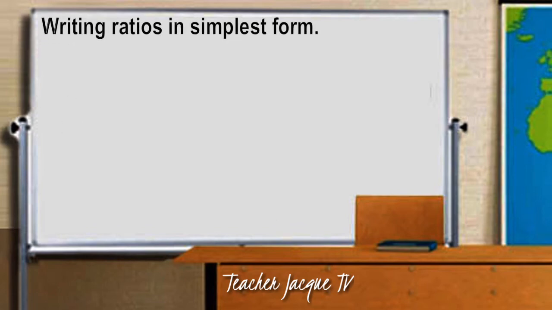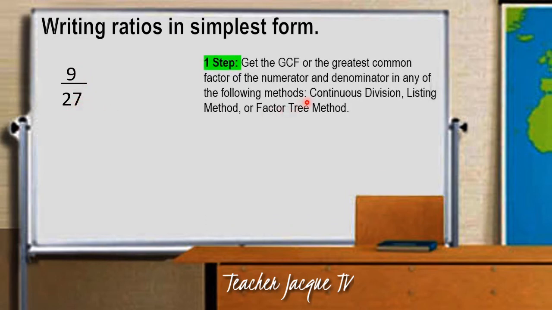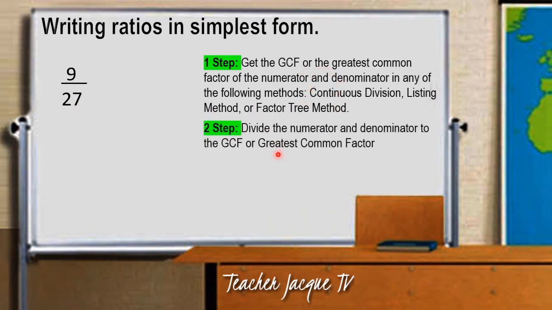Let's have our second example of ratio in fraction form. We have 9 is to 27. Okay, so first, we will get the GCF using the continuous division method. And then the second one, or the second step, is we will divide the numerator and the denominator to the GCF or to the greatest common factor. Now, let's get the GCF of 9 and 27.